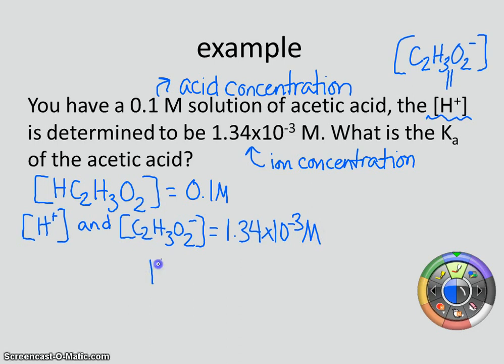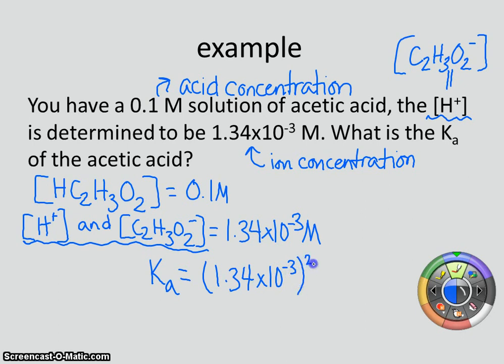So Ka is going to equal our anion and hydrogen concentration. Now, because they are one and the same, for our purposes, we can simply square them. So 1.34 times 10 to the negative third squared divided by our acid concentration, which is 0.1 molar. Molar up here, sorry about that. This is actually going to be unitless.